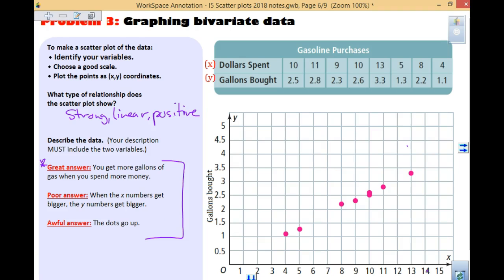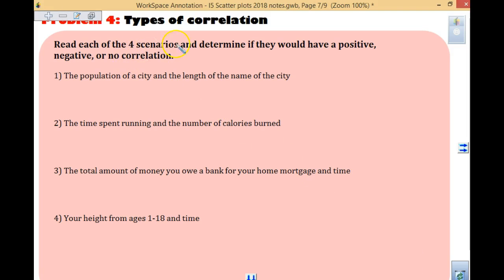So once you've looked at those answers, read the four. Tell me, do you think it's positive, negative, or no correlation? And when you're thinking of these, you might want to think, what would the graph look like? So, population of the city. If we're thinking, this is the population of my city, the number of people, right? Population of the city and the length of the name of the city. So the number of letters in the city name.